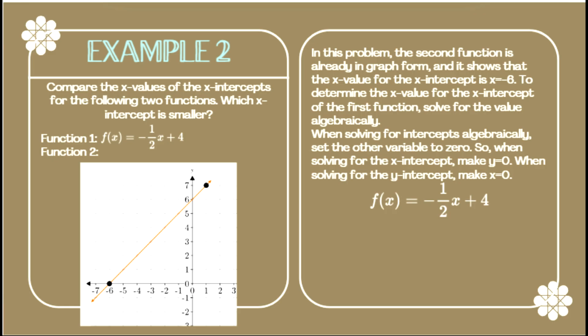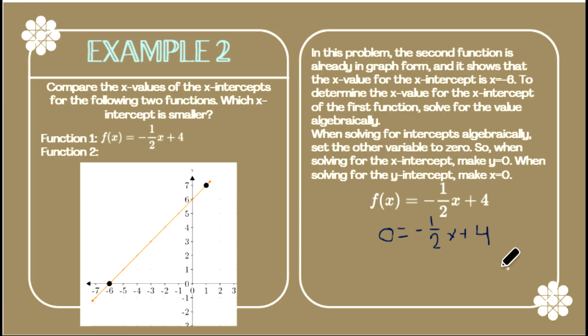When solving for intercepts algebraically, set the other variable to 0. So if you don't want to use GeoGebra, if you want to make it harder than it has to be, you're going to set the other variable to 0. If we want the x-intercept, we want y to be 0. Remember, f of x and y are interchangeable. So 0 is equal to -1/2 x plus 4, because we want to find the x-intercept. When y is 0, then we can find the x-intercept.